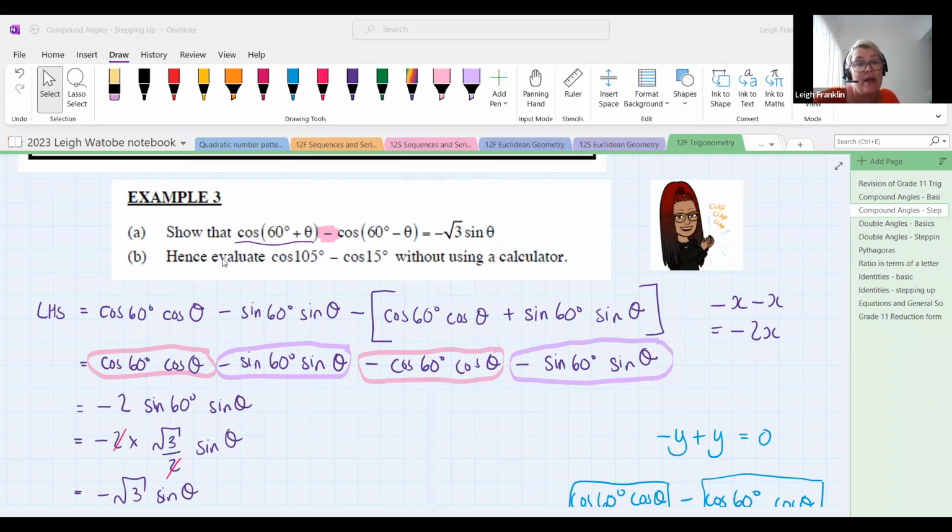without using a calculator. So when we see the word hence in maths, what does the word hence mean we have to do? It's got a very specific meaning. And if we don't do it that way, we're not going to get the marks. What does the word hence mean? Does anybody know?